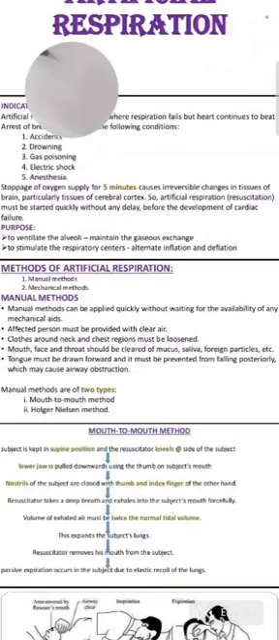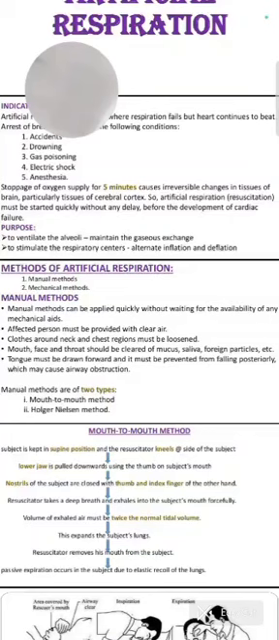Here the affected person must be provided with clear air. So if the victim is surrounded by an overcrowded population, you have to clear them off and keep the person in a highly ventilated place, and the clothes around the neck as well as the chest region must be loosened immediately.